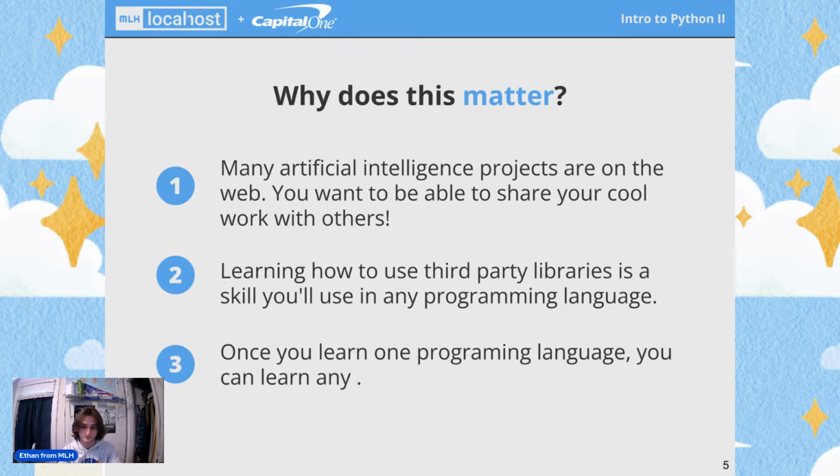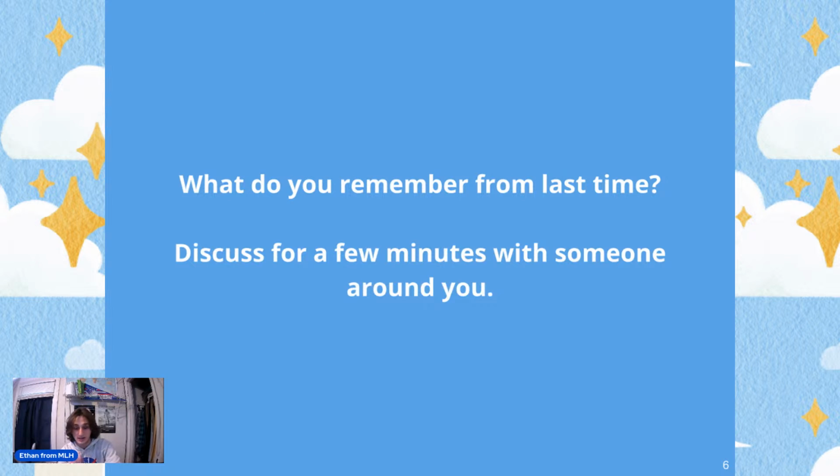And why does this matter? Many artificial intelligence projects are on the web. You want to be able to share your cool work with others. Learning how to use a third-party library is a skill that is useful for many programming languages. And once you learn one programming language, you can learn any. So that's why it is a super useful skill.